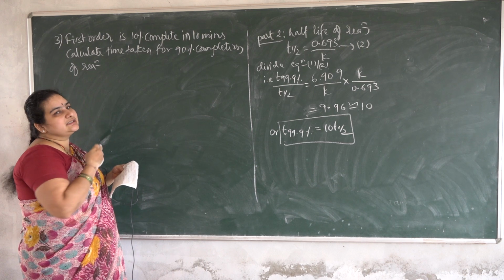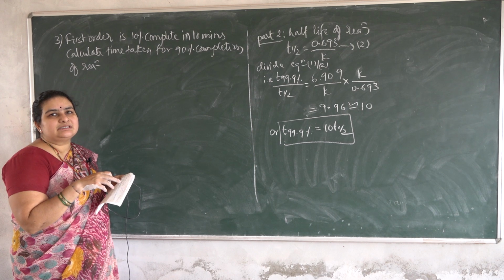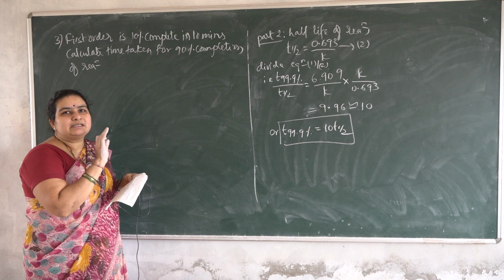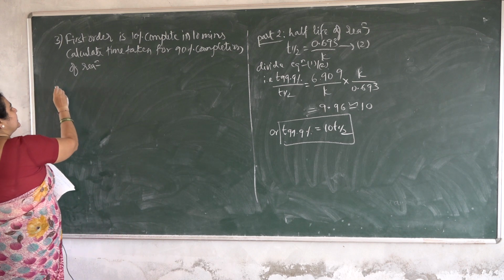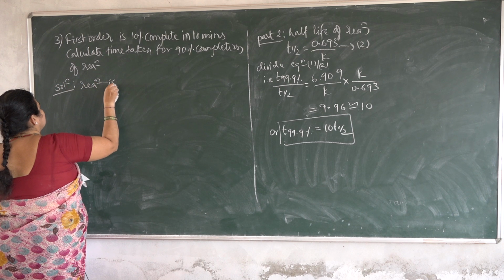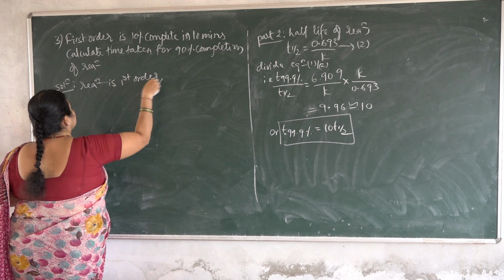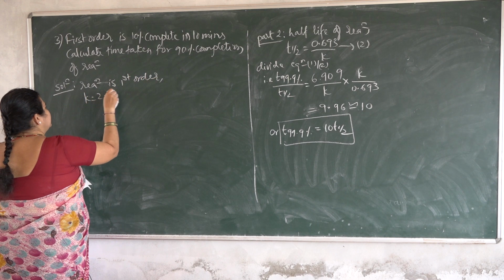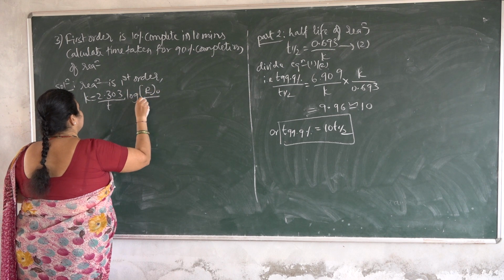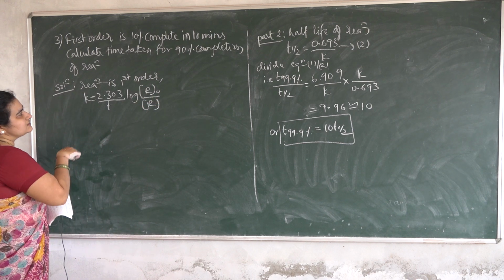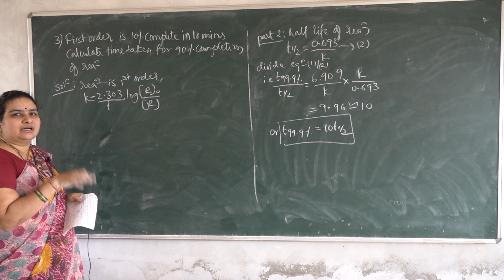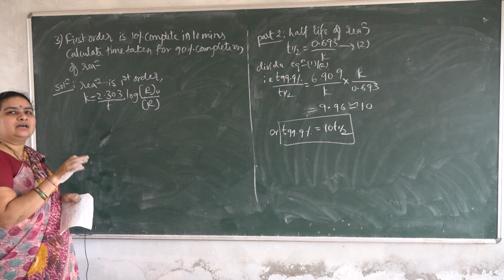That is, 10% is completed in 10 minutes, so 90% is 90 minutes. If you write 90 minutes, your answer will be completely wrong. So it is not 90 minutes. Solution. The reaction is first order, so we are using the formula K is equal to 2.303 divided by T log of R0 divided by R. This formula is used everywhere. In the starting of the problem, write the formula once. You need not write the formula so many times.